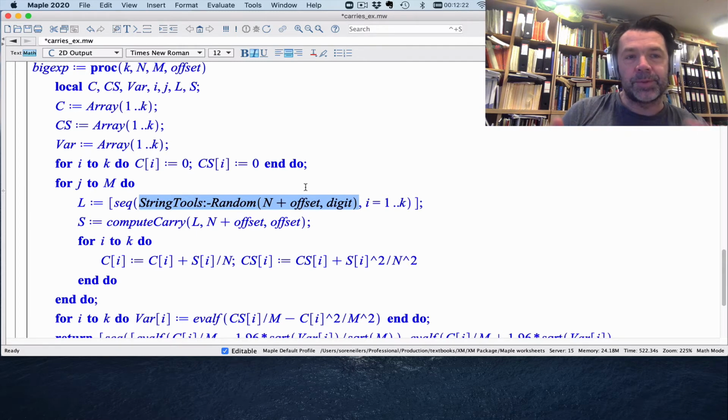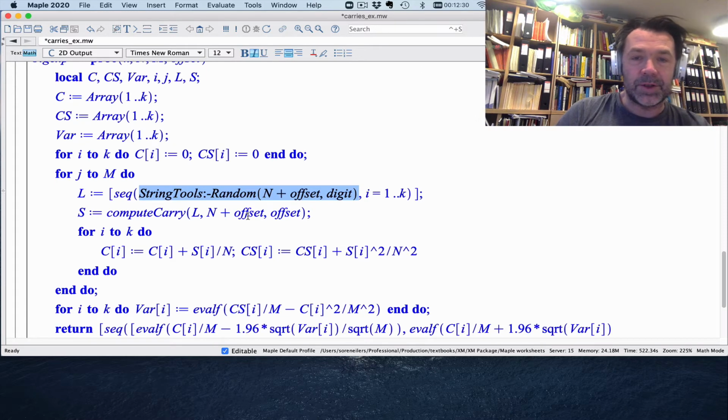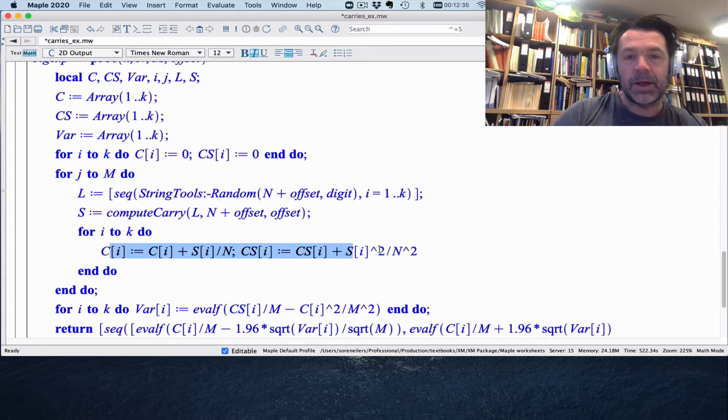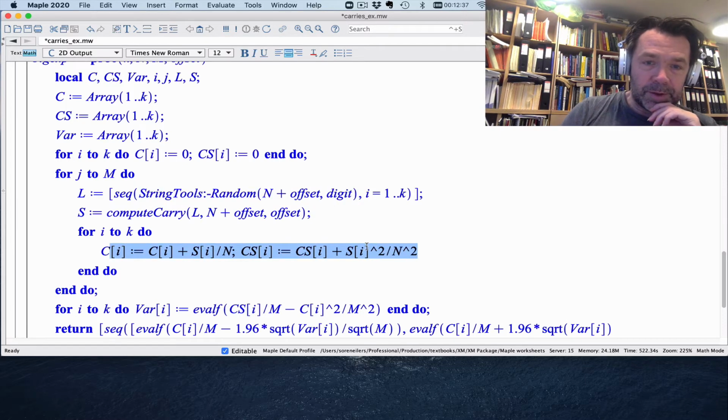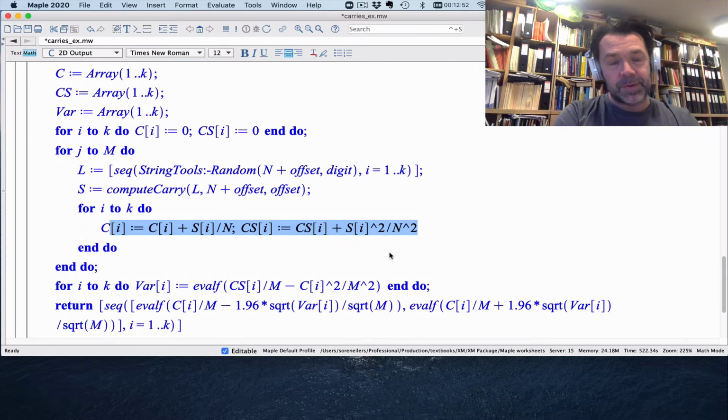Then I compute a number of these numbers, I compute the carries, and then I just keep track of how many carries I get of each kind. And I also keep, so this is what's done down here, I also keep track of the square of these numbers because I want to estimate the variance of the observations that I have here, so I can give you a confidence interval. Right, so this is standard descriptive statistics.